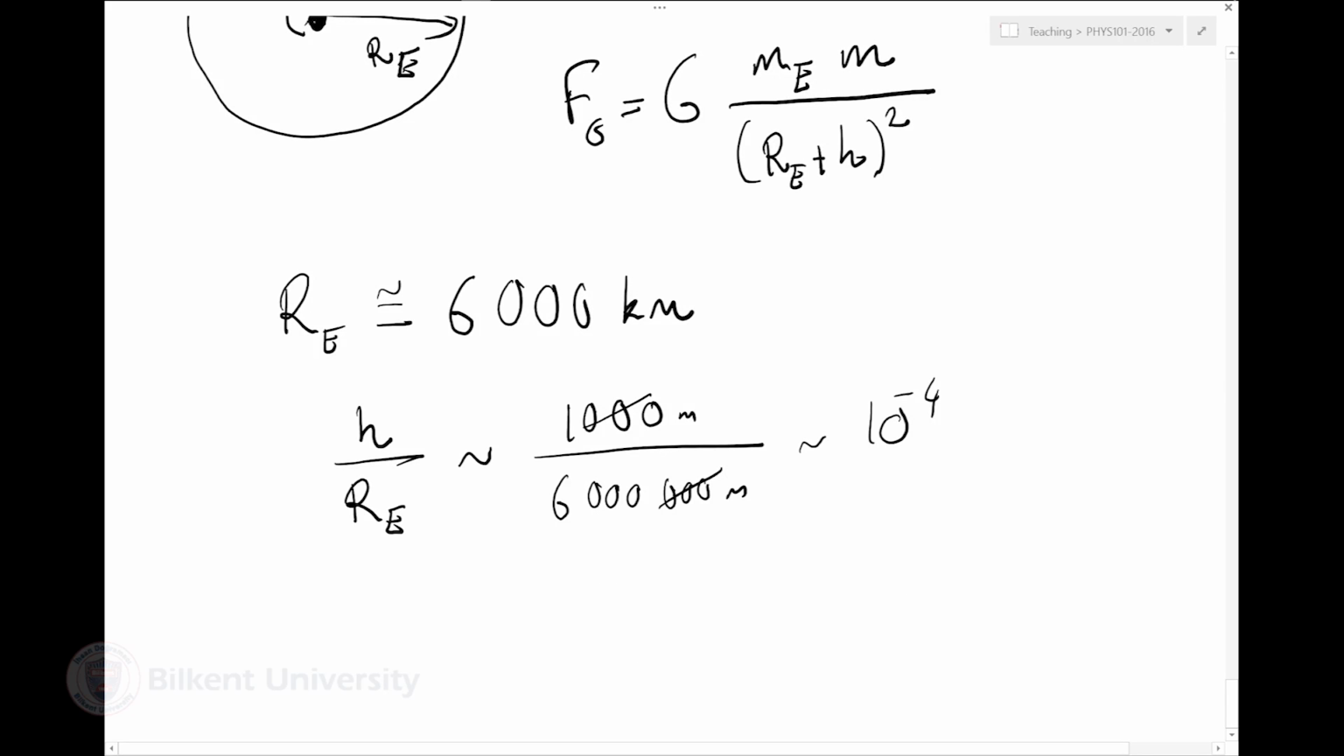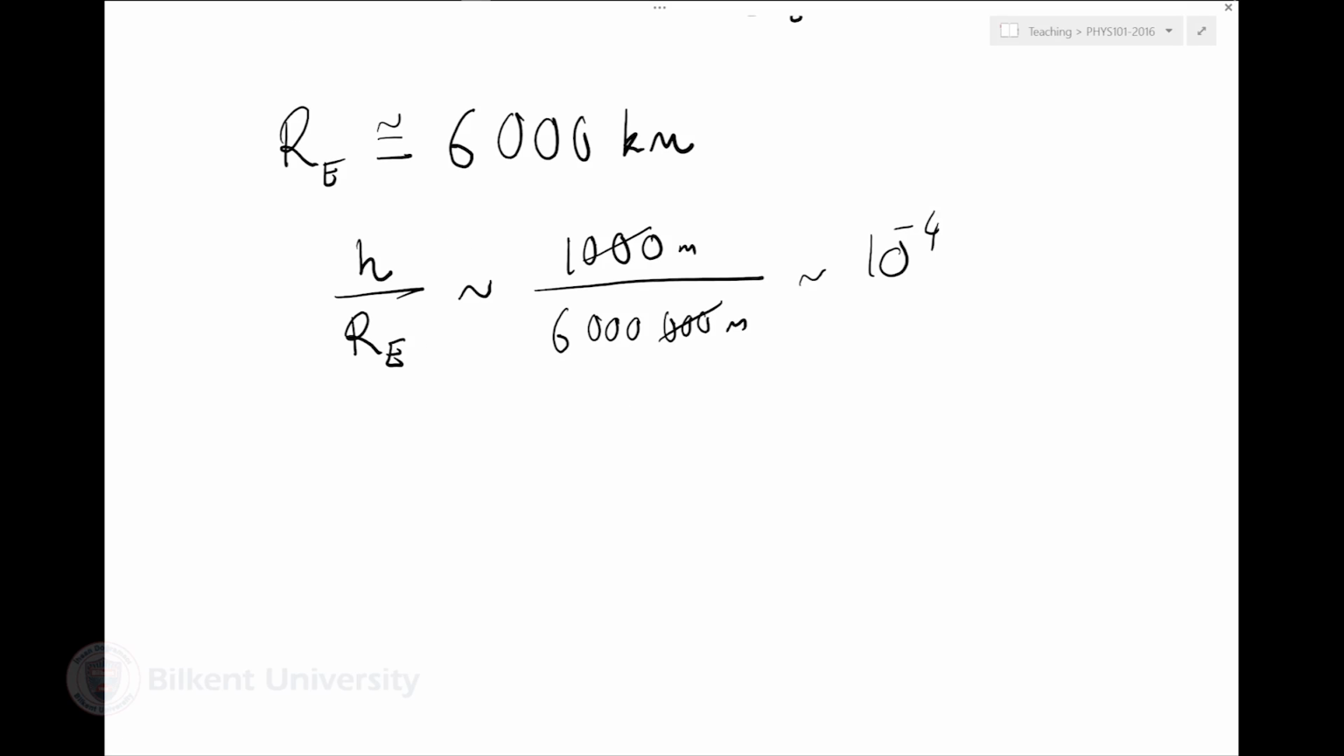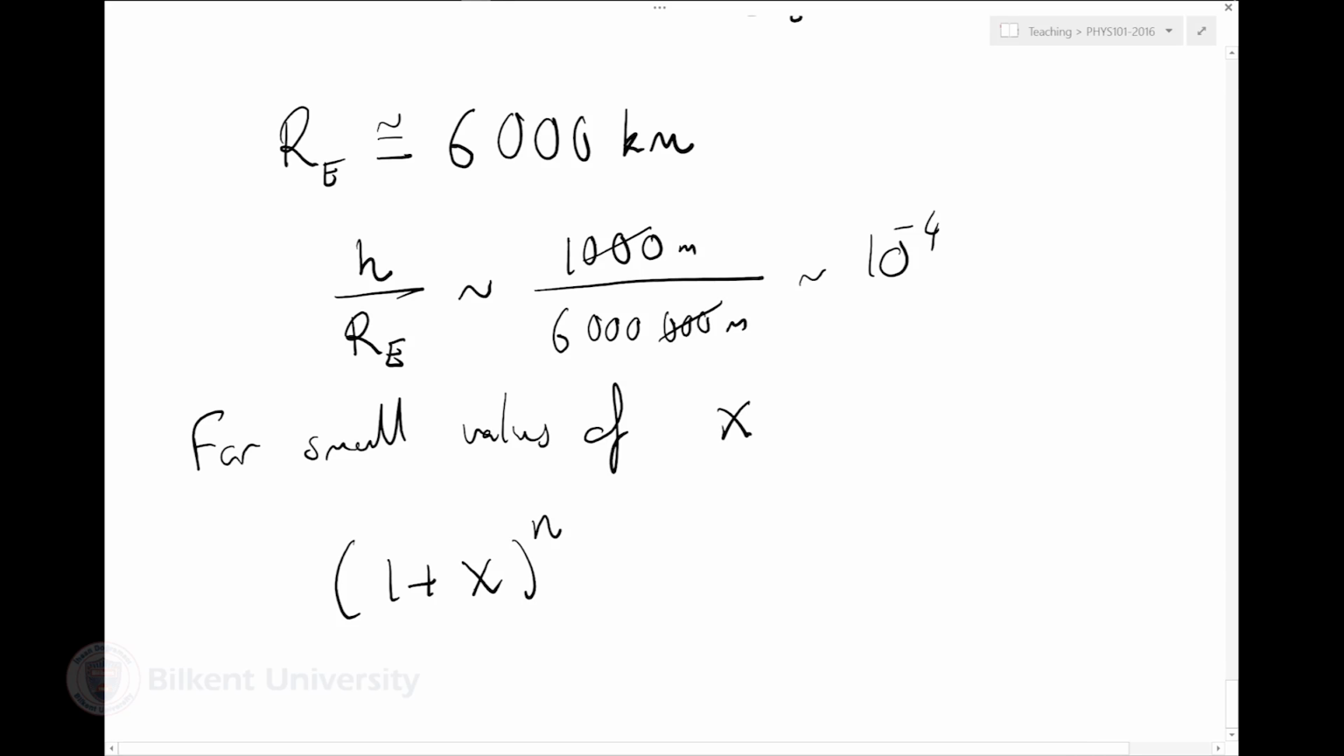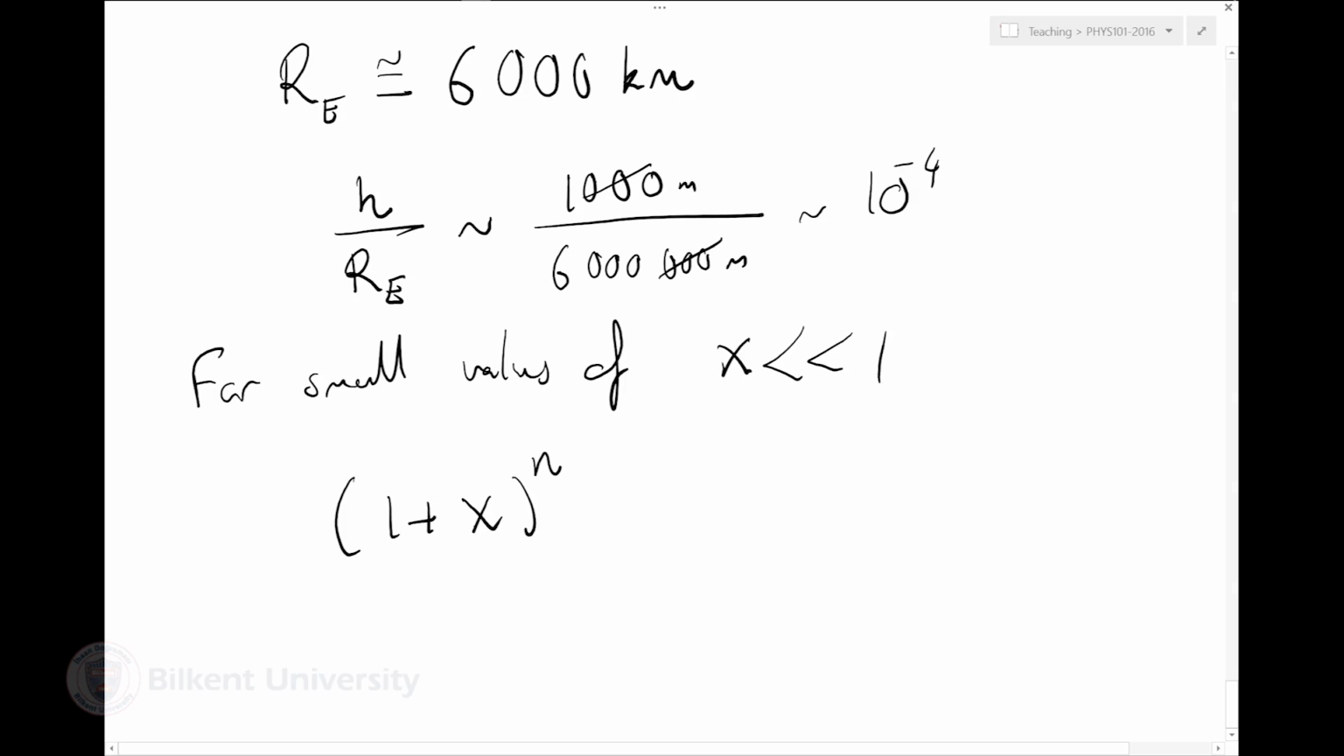Now, here is the thing. Let's make some approximations. If I have, for small values of x, let's say I have a very small number, (1 plus x) to the n. So if x is much less than 1, what is (1 plus x) to the n? Now, please follow me. Please stop writing. This is an important approximation. We're going to use this over and over again.